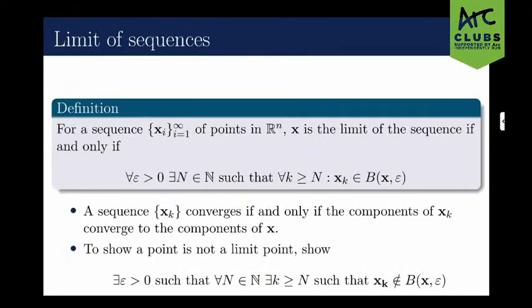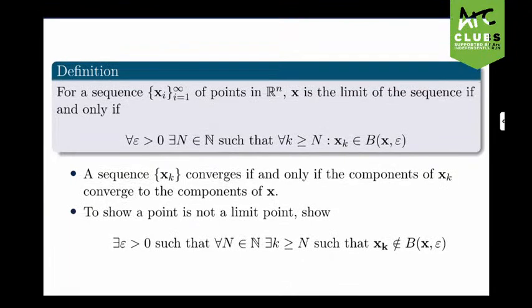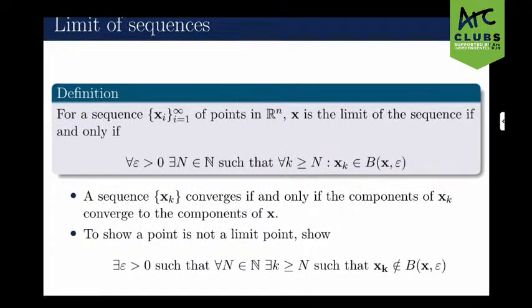Okay, limits of sequences. If we have a sequence of points in Rn, then we say that x over here is a limit if and only if, for all epsilon greater than 0, there exists some n such that whenever k is greater than or equal to n, xk would lie inside this ball.